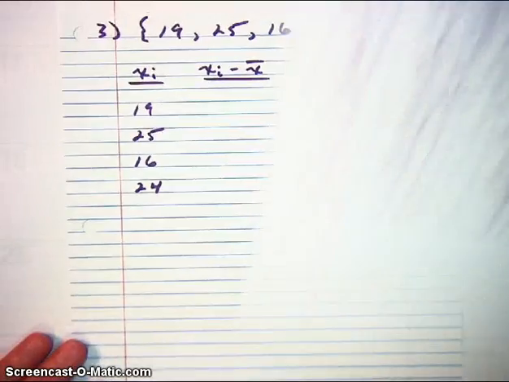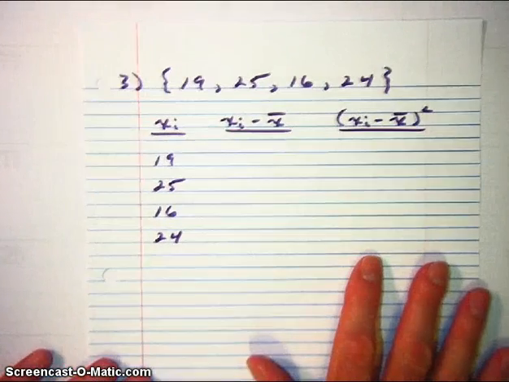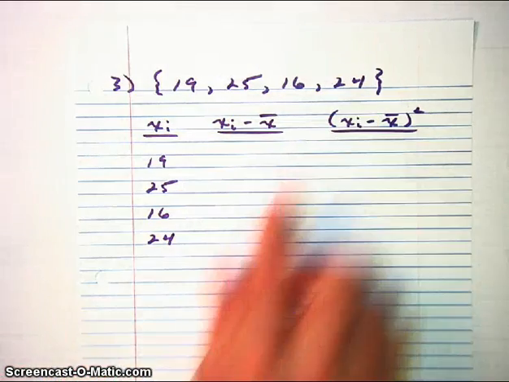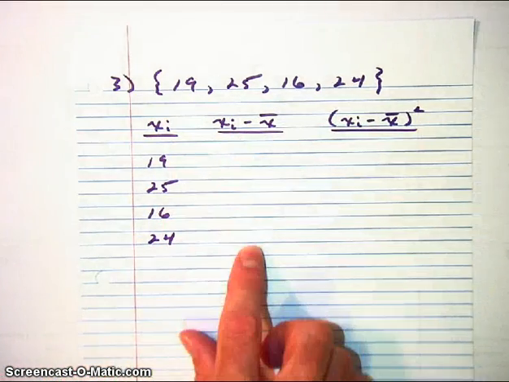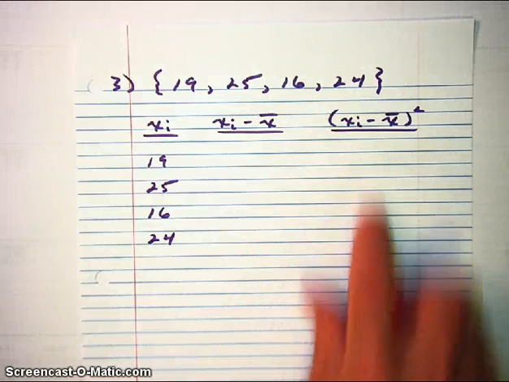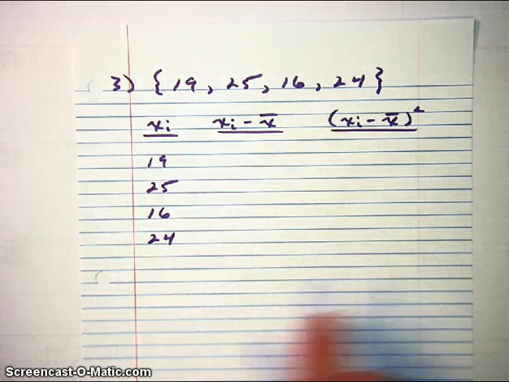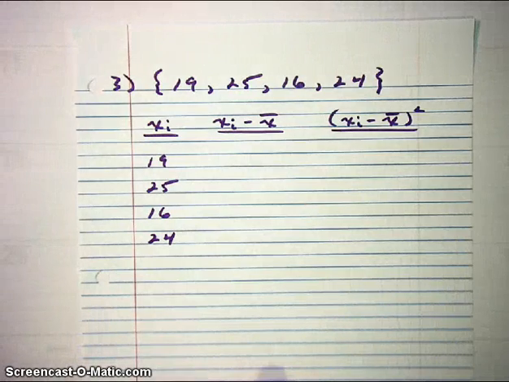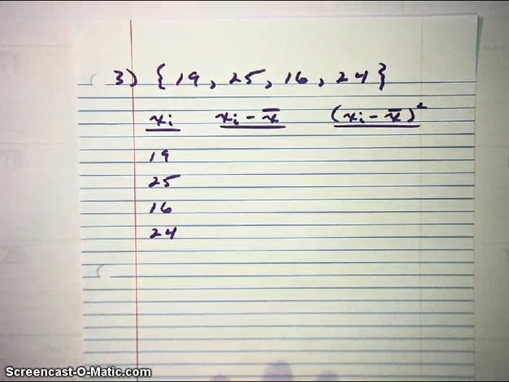Here's a third example you can do on your own. It only has 4 data values: 19, 25, 16, and 24. You can figure out what the mean is, figure out what these deviations from the mean are, square them, add them up, and divide by 4 minus 1. You'll have your variance, and then you can take the square root and get your standard deviation. So try that one on your own.